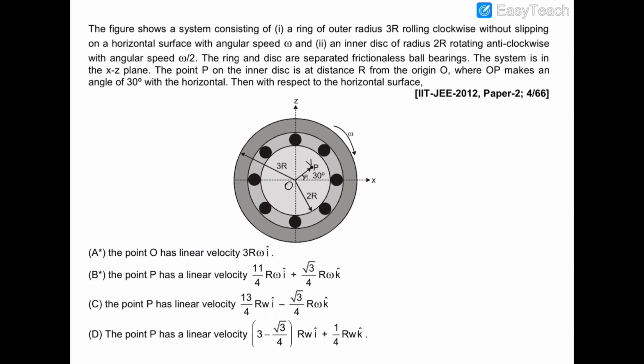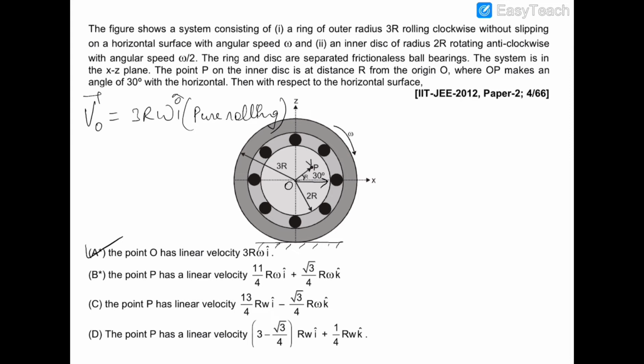Now obviously you can see that this bigger ring is rolling on the ground with an angular velocity of omega. So the velocity of its center VO will be equal to 3r omega for pure rolling. Obviously it is rolling purely, so VO is equal to 3r omega I cap, which is the first option. So option number A is correct. Now we have to find out the velocity of point P.